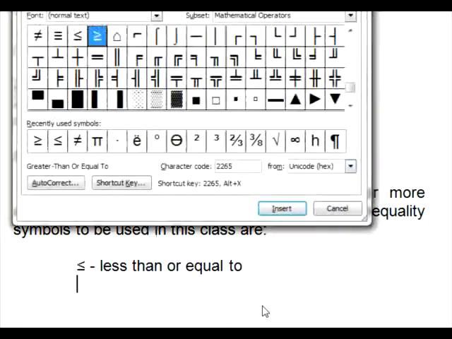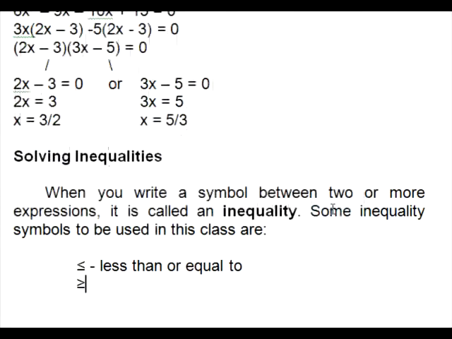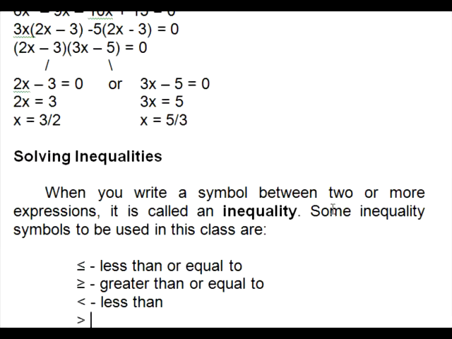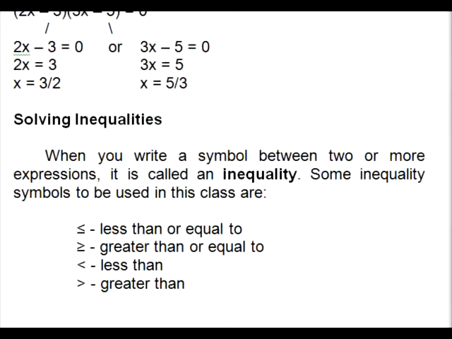So the first one was less than or equal to, the next one's going to be greater than or equal to. Then the next one's going to be strictly less than. The last one's going to be greater than. And we should know this a little bit from domain and range already, so we've used this a lot in the course already.